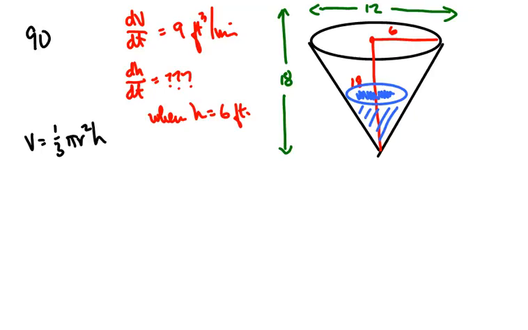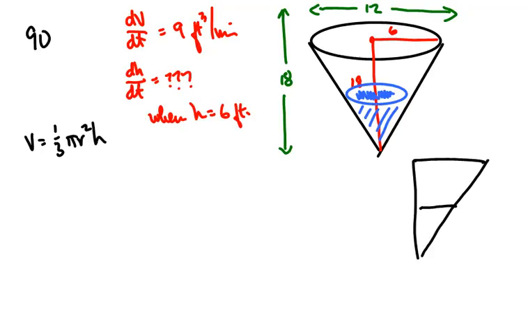And how do we know which one to swap out? We have to look at what we're trying to find. In this case, we're trying to find the rate of change of height with respect to time, and we're given height, so we want to swap out radius in terms of height, and then we should be able to solve this problem. Each time you do this, it may be something different, but here we want to swap out radius in terms of height.